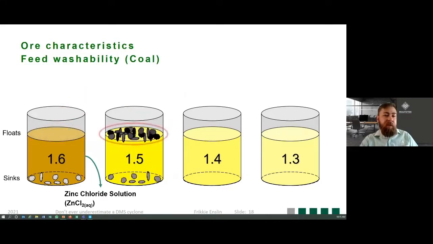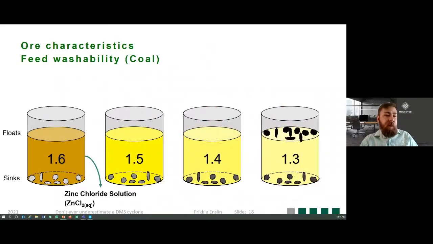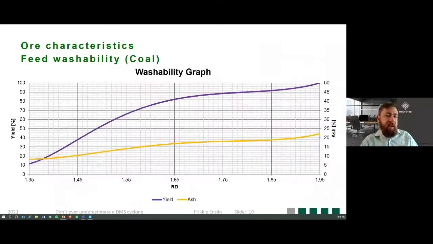Some of the material will start to float, and some will sink. Afterwards, you take each of these separate portions and analyze it for whatever quality you're interested in. Then you'll get something like this, which we call a washability graph. The purple line here indicates your yield. As the density increases, you can see your yield will increase as well, and you read the value here on the primary y-axis. Then as your density increases, your ash will also increase, right? And you read your ash value, for example, here on the secondary y-axis.